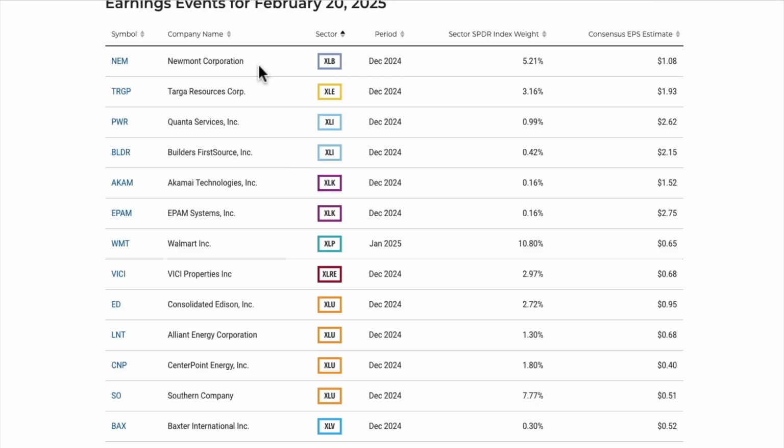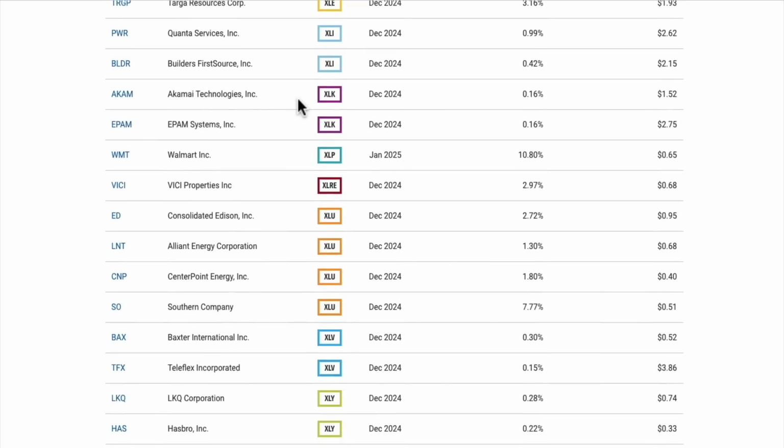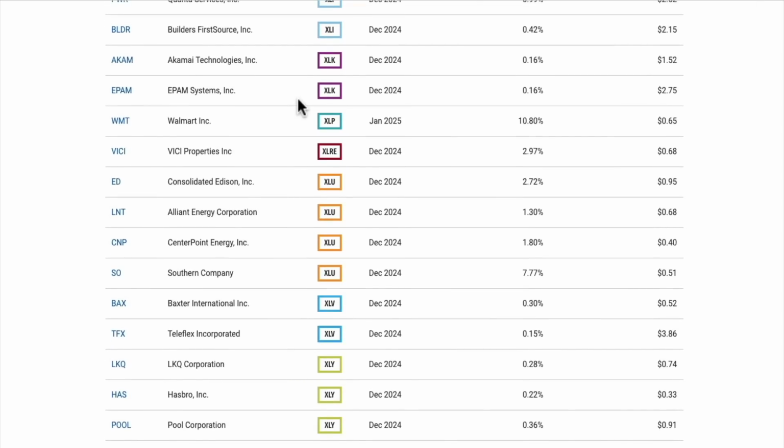The growth on their bottom line is better than the growth on the top line because of the operating leverage and the financial leverage, but it just hasn't worked out that way. Expecting $1.08. And again, looking down here, most of the headline companies are gone. Walmart, their guidance is going to be super interesting.